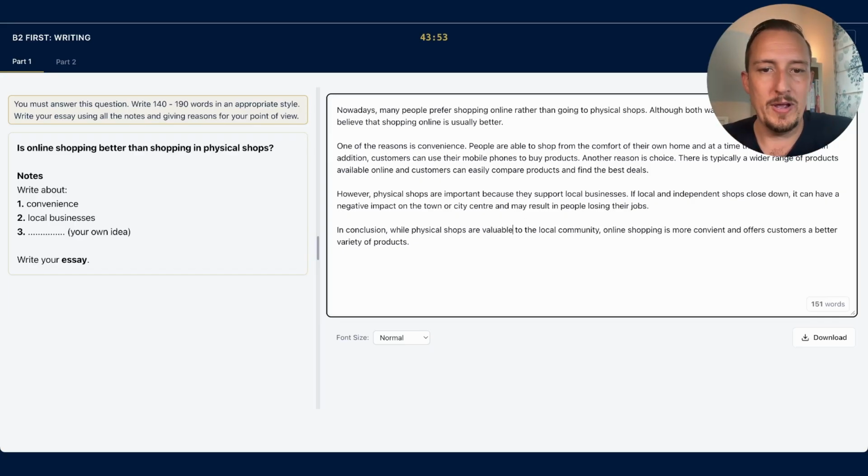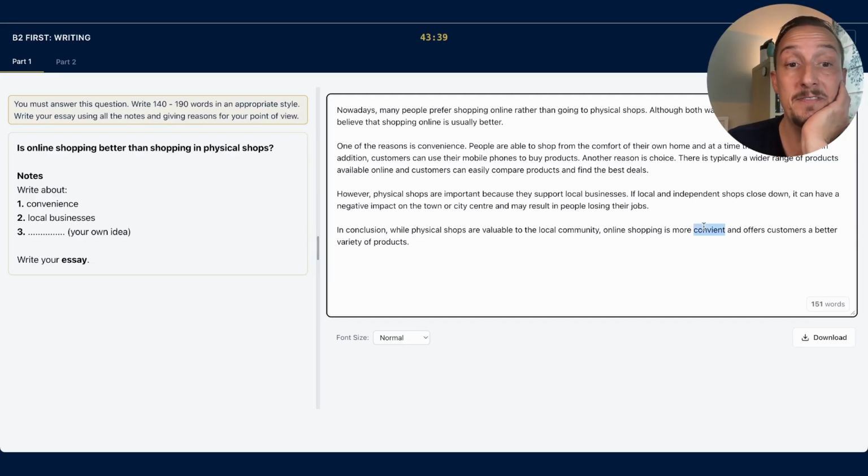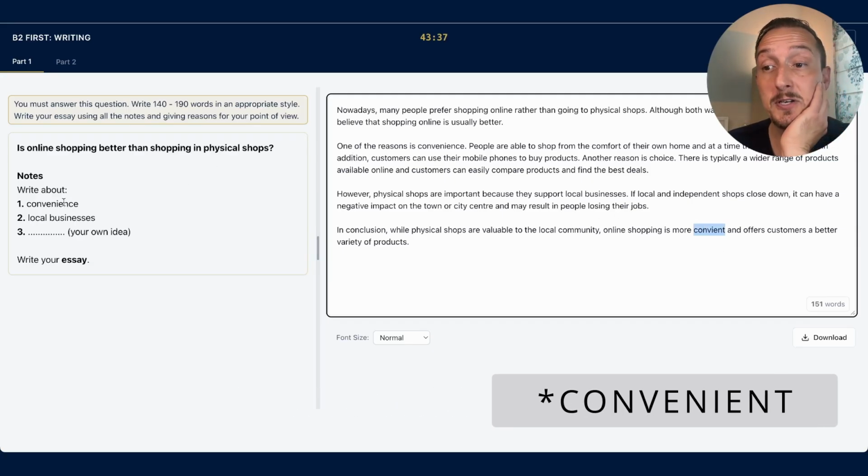we said valuable here. The reason I'm changing it is because we already used important here. So let's show that we have a wide range of vocabulary. While physical shops are valuable to the local community, online shopping is more convenient. This is good as well. Don't worry about repeating convenience. Reason being is because we're showing we know the different forms of convenience.